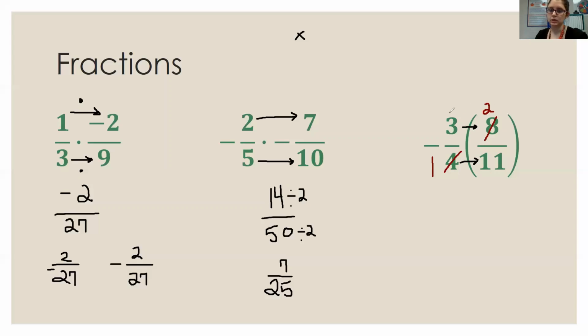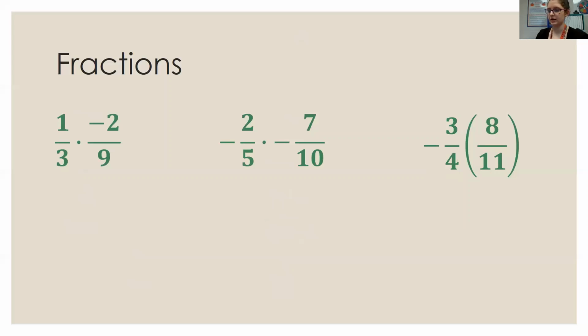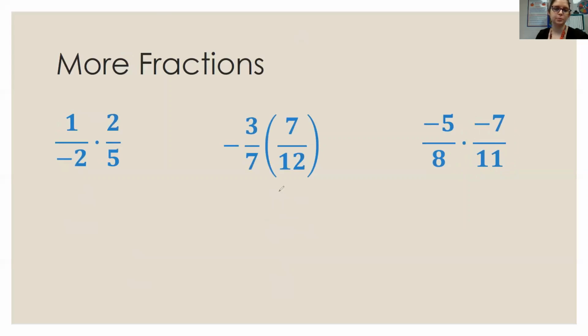So now let's continue. 3 times 2 is 6. 1 times 11 is 11. We have a negative times a positive, so that makes this negative 6 over 11, and this is already simplified. So a good way to save yourself some extra work is to simplify at the beginning. We have a few more examples with fractions before we look at decimals.